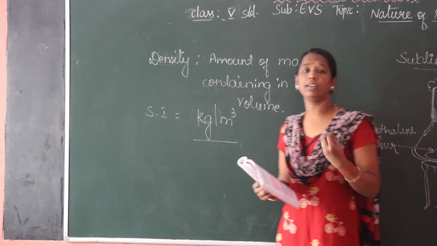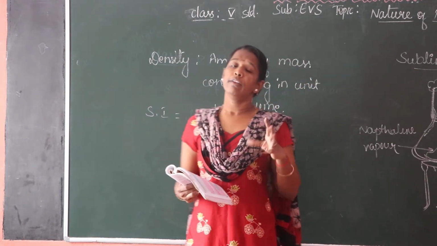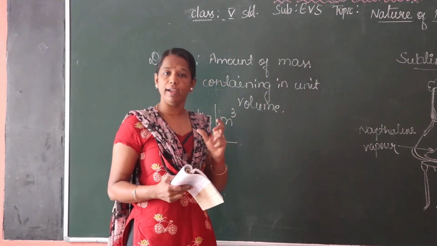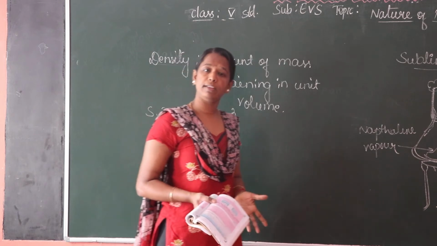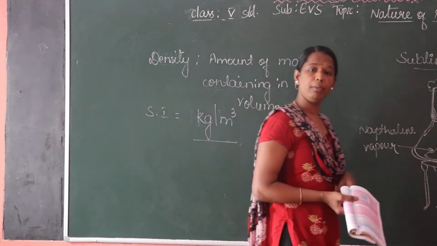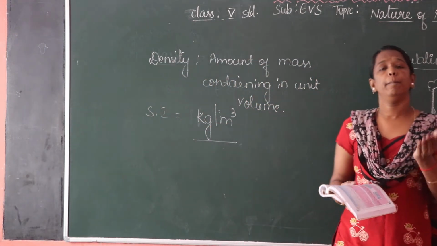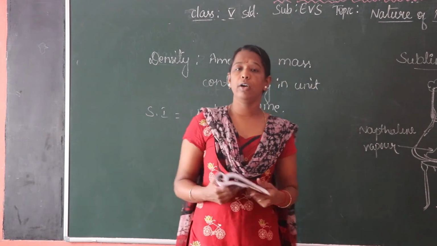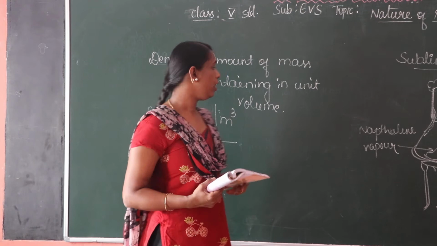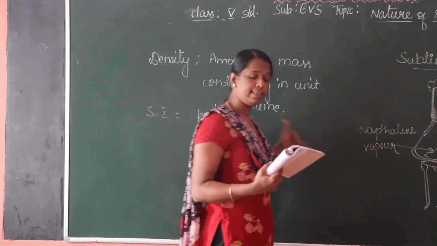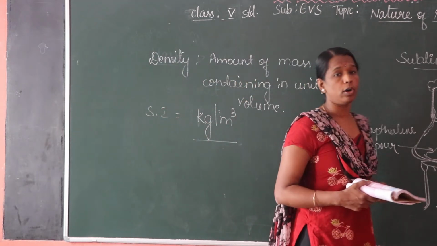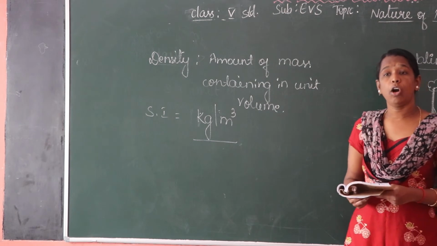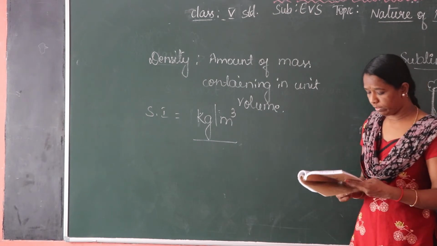If we take water and oil, when we mix the water and oil in a vessel, what happens? Will it dissolve? Will it mix easily? No, but the oil floats on the water. Why does the oil float on the water? Because the density of oil is less than the density of water. That's why the oil floats on the water.